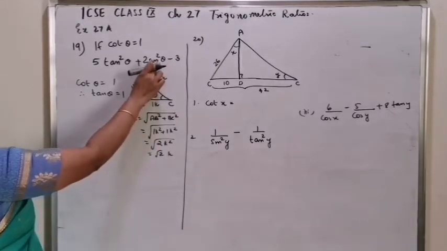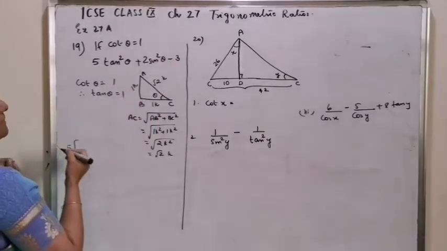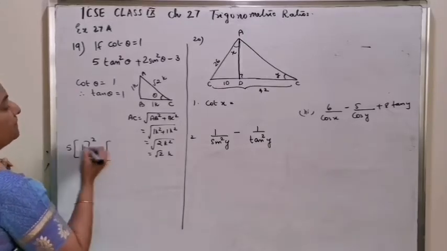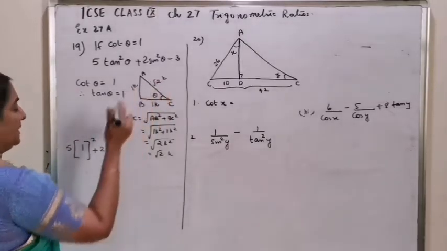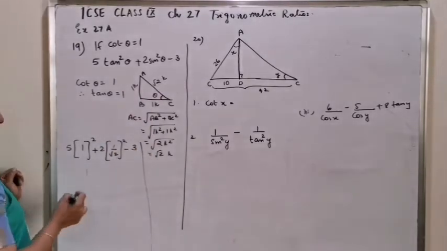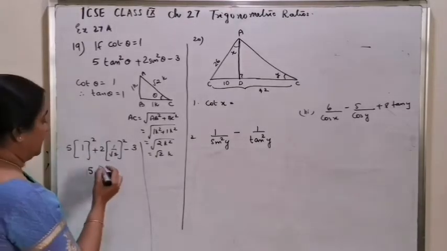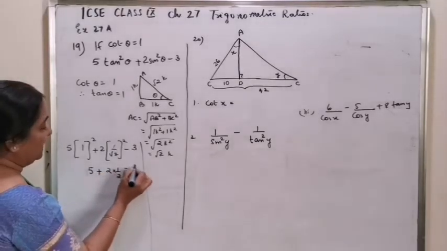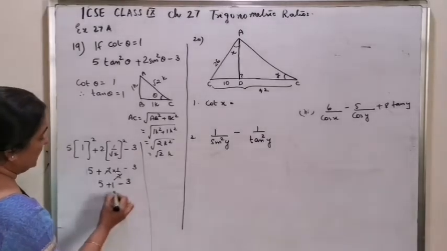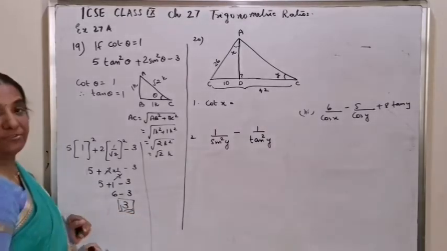And now you wanted sin theta. Let's substitute directly. 5 into tan theta is 1, the whole square, plus 2 into sin theta, which is 1 by root 2, the whole square, minus 3. That is 5 plus 2 into 1 by 2, since 1 by root 2 the whole square is 1 by 2, minus 3. Cancel 2 and 2, and 5 plus 1 minus 3, 6 minus 3, which is equal to 3. So the final answer is 3.